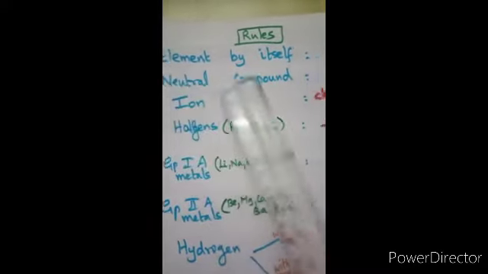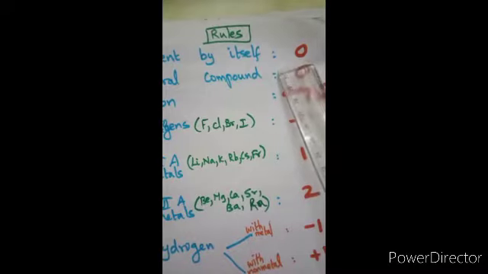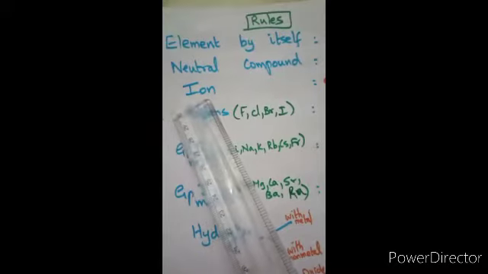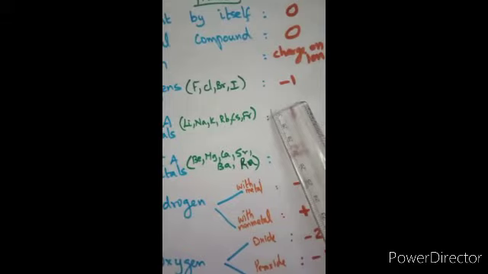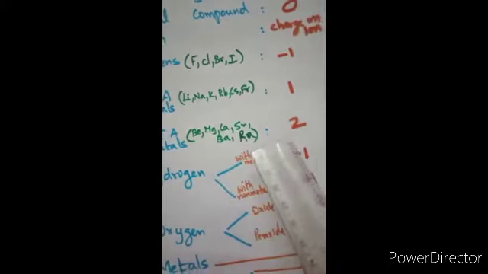When an element exists by itself, that is, when it is in the uncombined state or in the free state, it is given a value 0. In a neutral compound, when we add the oxidation numbers of all the ions, it amounts to 0. The oxidation number of an ion is the charge carried by the ion. For halogens, fluorine, chlorine, bromine and iodine, the number assigned is -1. For group 1A metals, lithium, sodium, potassium, rubidium, cesium and francium, the number assigned is +1. For group 2A metals, beryllium, magnesium, calcium, strontium, barium and radium, these alkaline earth metals, the number assigned is +2.